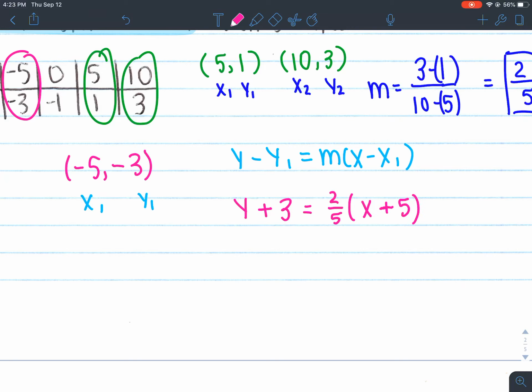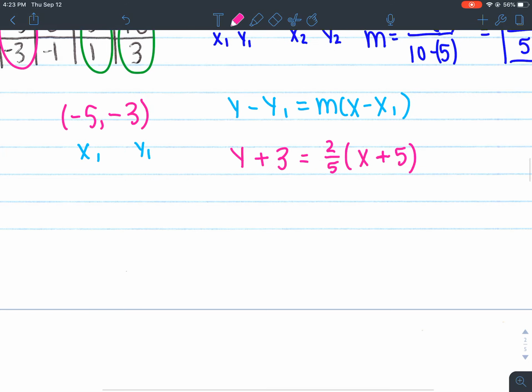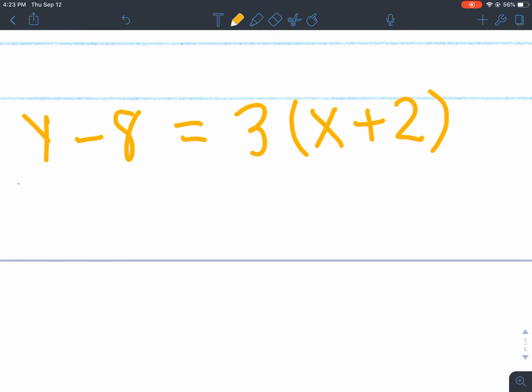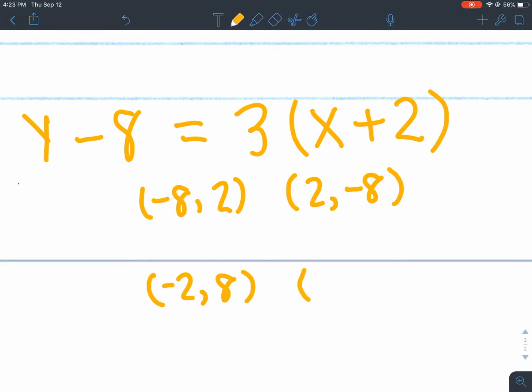So hopefully you're noticing that when you're plugging in your points, your signs are opposite. For example, if I gave you a random problem, let's see if you can get this. What's the slope? Well, the slope here is 3. What's my point? Now you're either going to say -8, 2, or 2, -8, or -2, 8, or 8, -2. So it's probably one of these 4 choices.